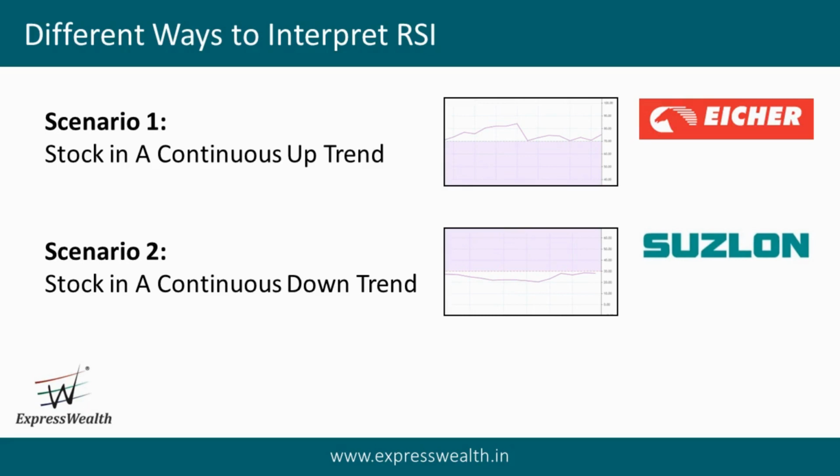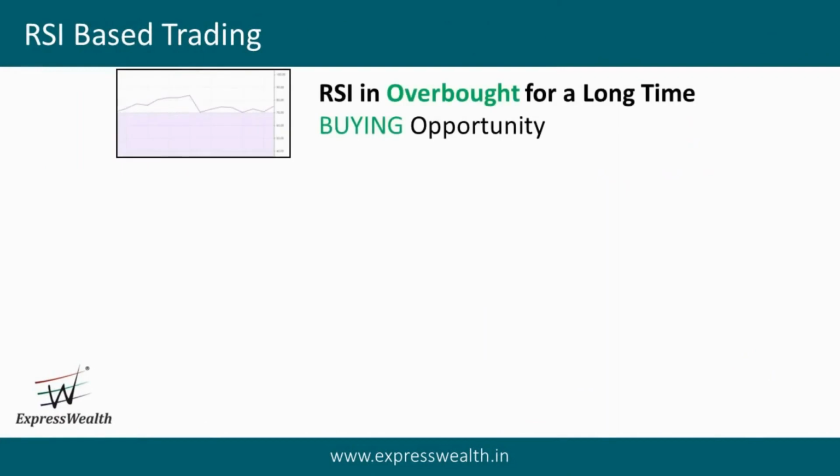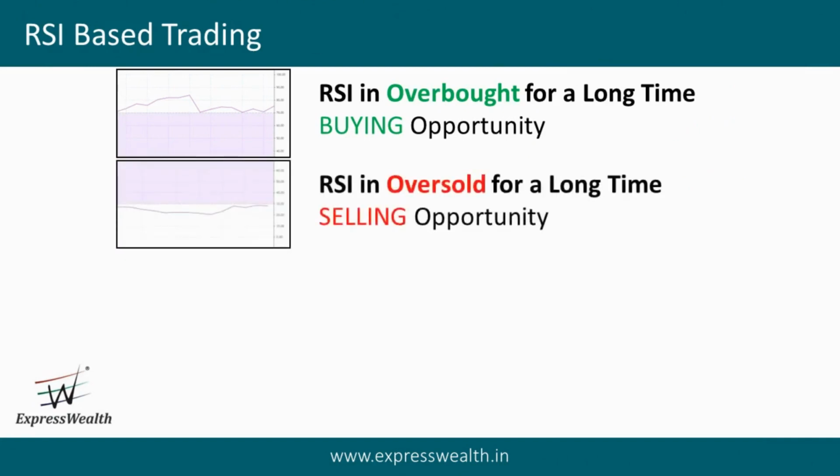These examples lead us to see RSI from a different angle. If the RSI is fixed in an overbought region for a long time, look for buying opportunities. RSI stays in the overbought region because of an excess positive momentum. And if RSI is fixed in an oversold region for a long time, look for selling opportunities. Of course, it happens because of a strong negative momentum.